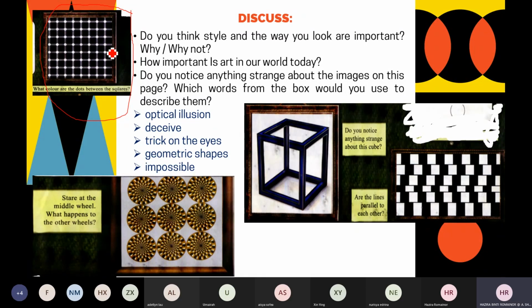Second picture. Please look at your textbook there. This is the second picture, the one that I circle in front. Stare at the middle wheel. Dia suruh awak pandang dekat wheel yang dekat tengah-tengah tu. What happens to the other wheels? So when you look at the middle wheels, apa yang terjadi pada wheels yang berada di sekelilingnya?